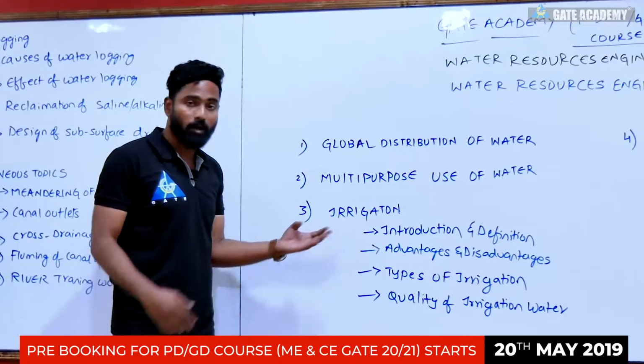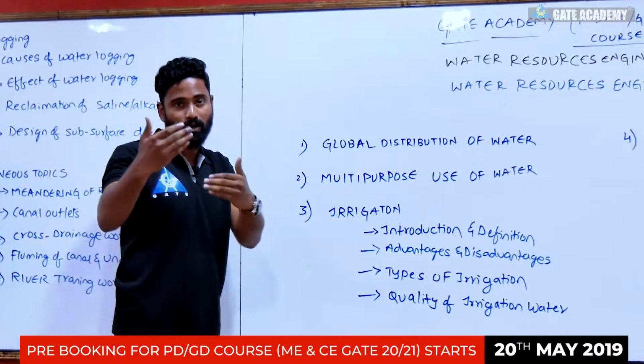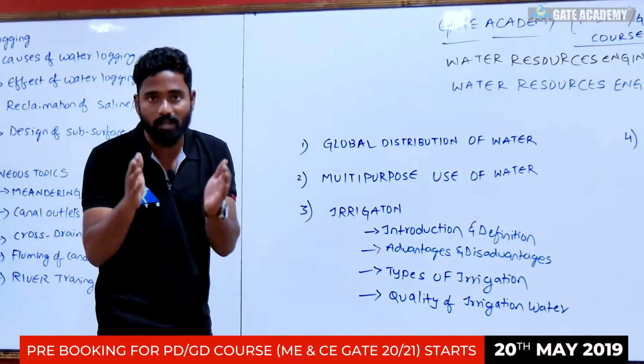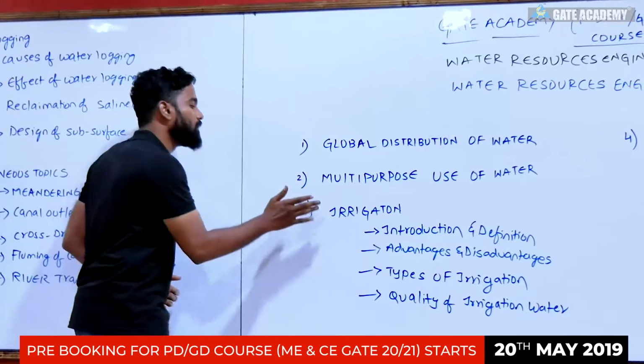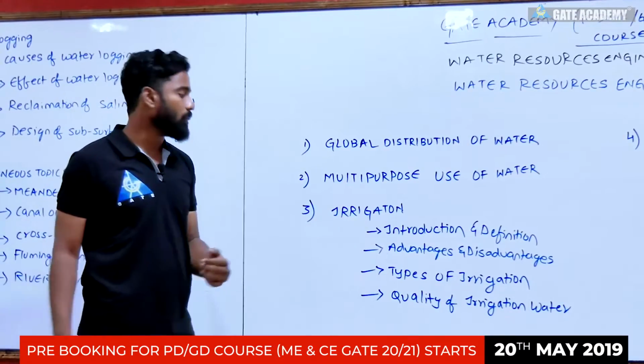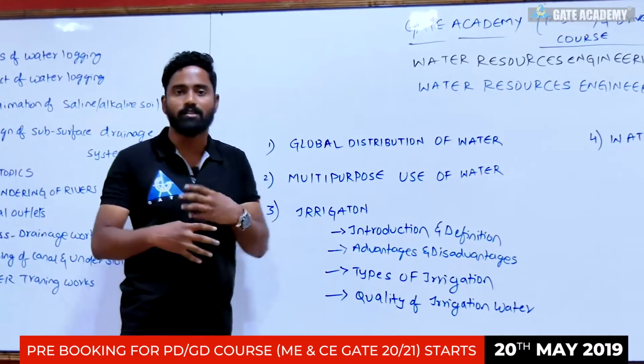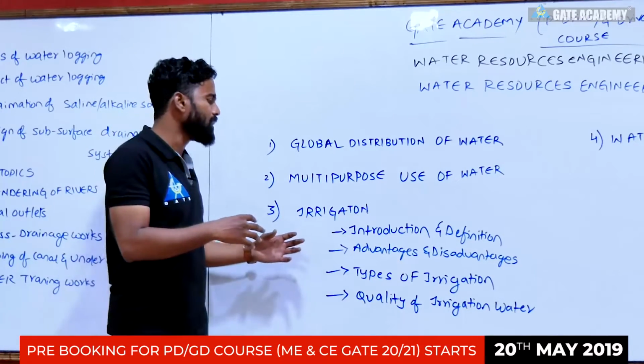Coming to the multi-purpose use of water, I said drinking water. The next one is irrigation, right? Water resource engineering mainly deals with irrigation. The third chapter is irrigation. So, what is irrigation? I mean, irrigation introduction and definition, all those things.